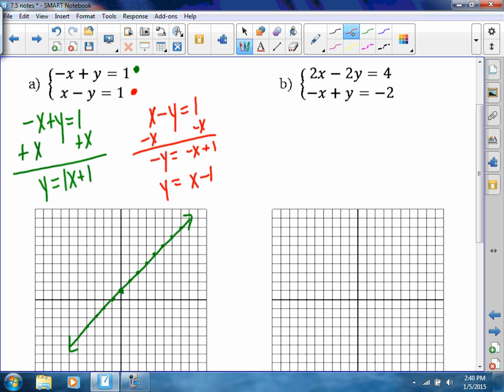And for my red line, my intercept is negative 1. But again, my slope is 1. So they have the same slope. So that means that these lines are never going to touch. They're parallel lines. So my solution is going to be no solution. Those lines will never cross each other. I will never get a solution.